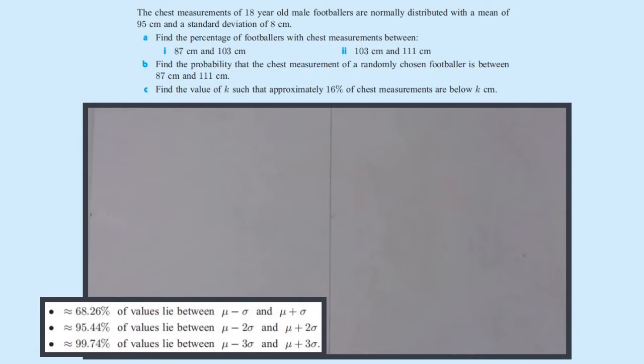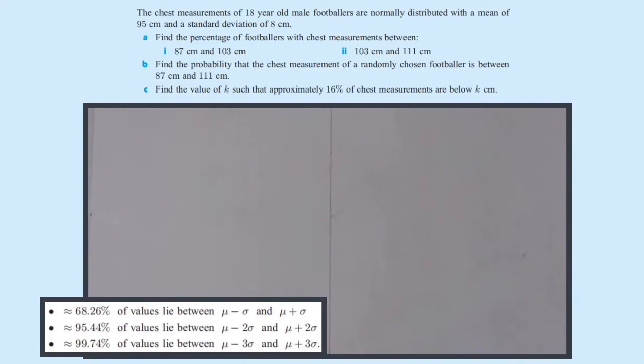B, find the probability that the chest measurement of a randomly chosen footballer is between 87 and 111, which is basically the same question really as part A. And C, we need to find a value of K. K will be a chest measurement in centimeters, such that approximately 16% of the chest measurements are below K centimeters.